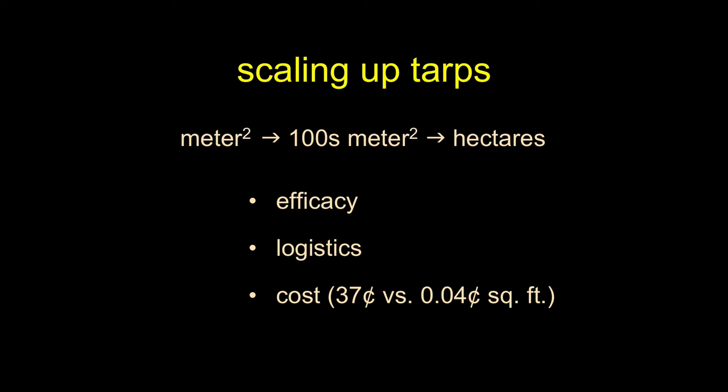And if we can, the stuff that I did was 37 cents a square foot, which is expensive, to potentially a lot cheaper, about 4/100ths of a cent per square foot. So orders of magnitude cheaper if we can do it at the larger scales with this other material that's not as ideal.